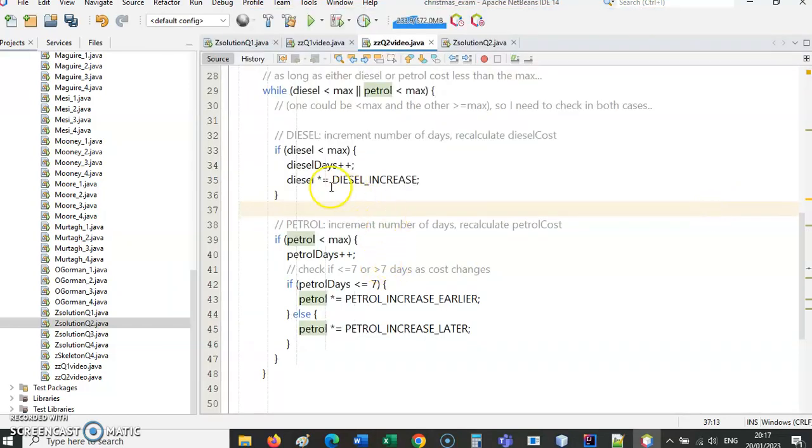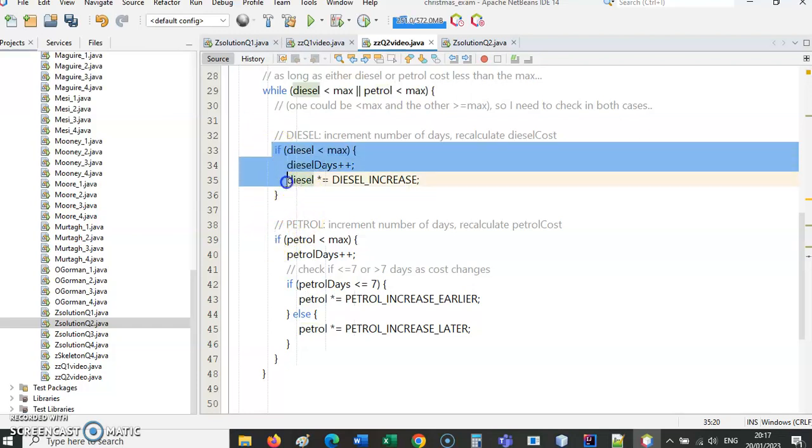Okay, so what are we doing here? So is diesel less than the max price? So each time around the loop, it's certainly going to be true the first time. Increase diesel days by 1 and multiply it by the percentage increase. Okay, and so it's going to be diesel equals diesel times 1.03 in this case. Okay, so the price of diesel is getting bigger all the time.